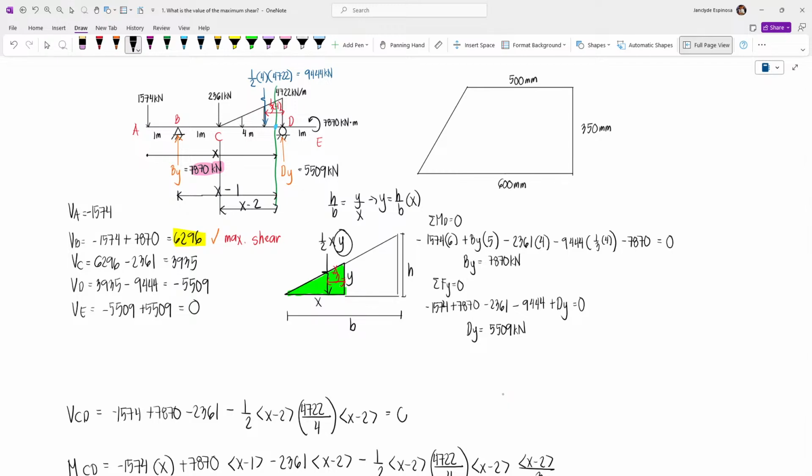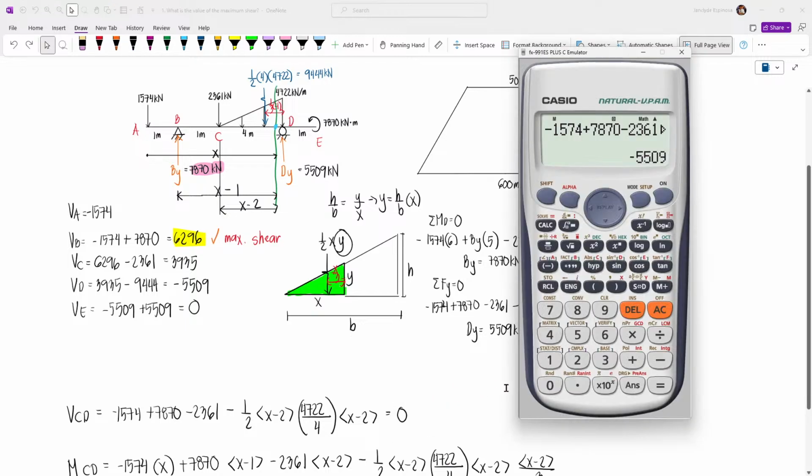So, i-set ko ni siya to 0. Again, kay if ako na siya i-set to 0, I will know the location of the maximum moment. So, ito na testingan. Minus 1574 plus 7870 minus 2361 minus 1/2 times x minus 2 and then times 4722 over 4 multiplied by x minus 2. Setting this to 0. By the way, in shift solve nimo, always assume a value nga realistic pod. Check na to ang beam na to.